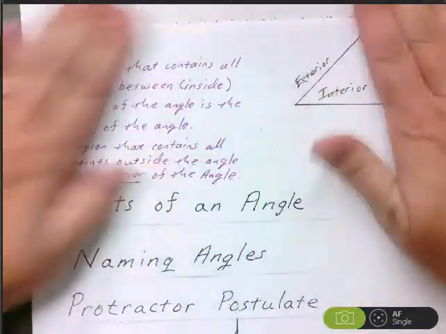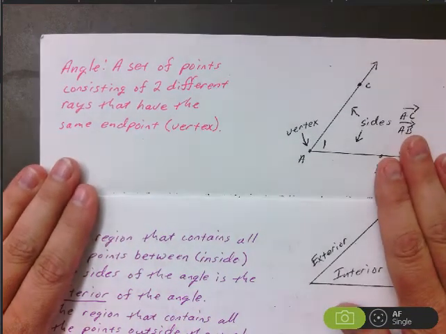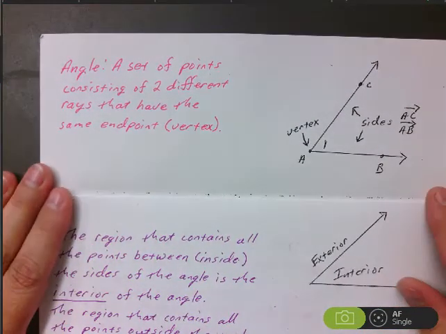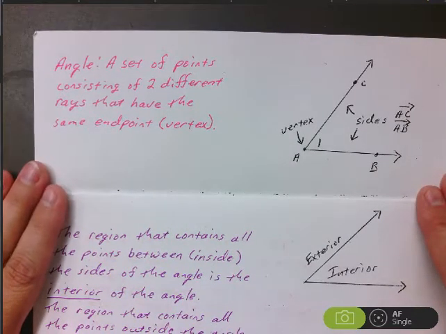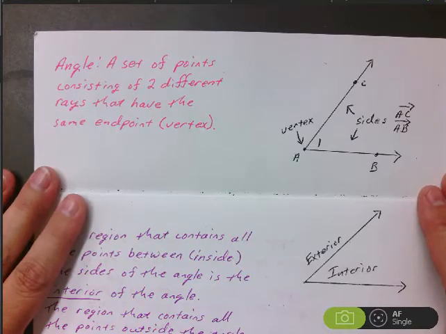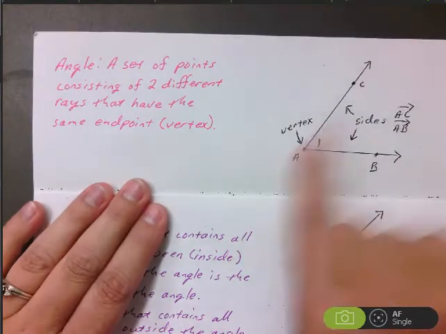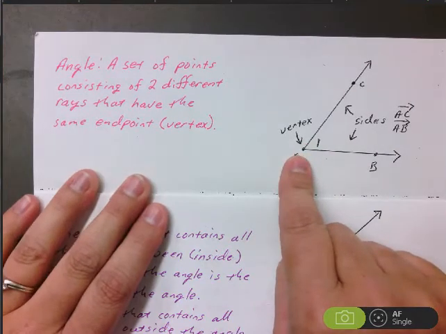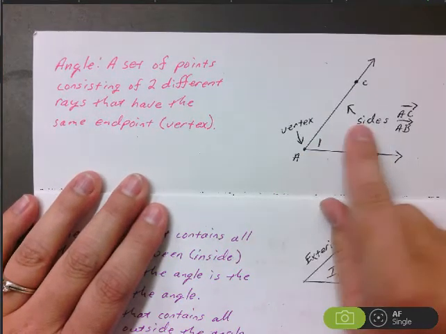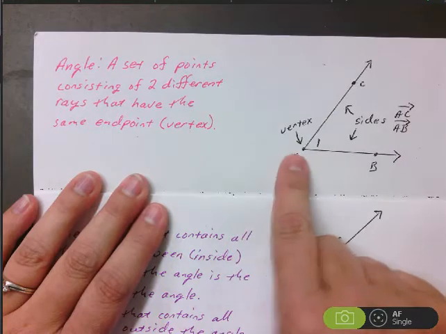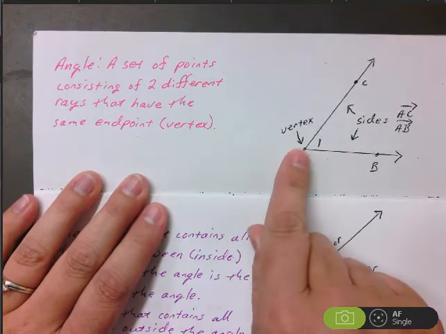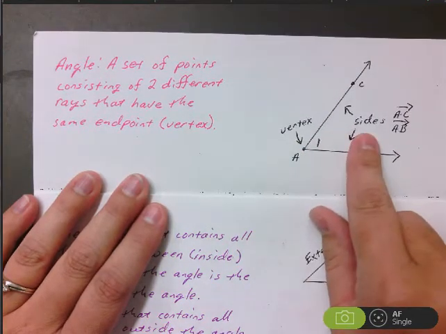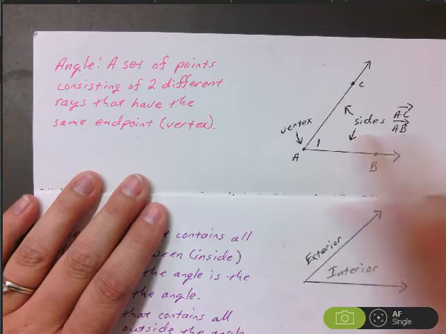Okay, so the first one, as we fold that up, we're going to go to the top. So we have the definition of what is an angle. An angle is a set of points consisting of two different rays, and we talked about this a little bit with our constructions. We have two rays here with a common endpoint. We call that endpoint a vertex. Okay, so we have two rays, ray AC and ray AB. Our common vertex is A. We'll also sometimes call those rays sides.